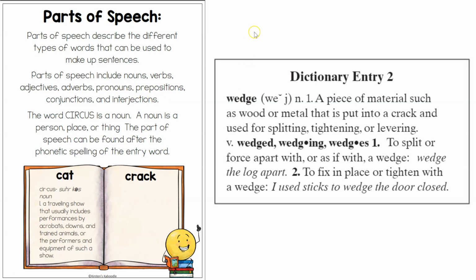Let's take a look at this dictionary here. What part of speech is the word wedge? I hope you noticed that the word wedge can actually be used as a noun, person, place, or thing when it is a piece of material, such as wood or metal, that is put into a crack and used for splitting, tightening, or levering. The word wedge can also be used as a verb or an action word when someone is actually doing the action of splitting or forcing apart something.